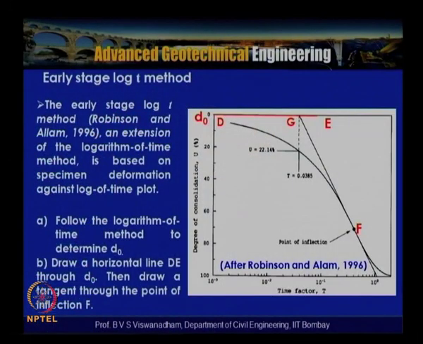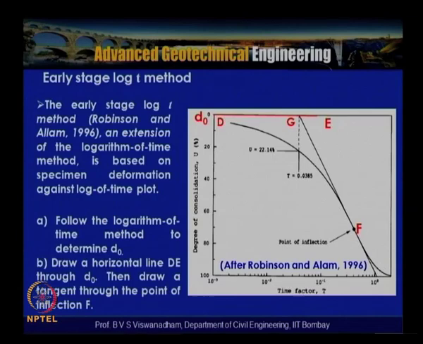And in the recent past, there are other methods which have come. They are called the early stage log T method, and this is one of these recent methods. This was put forward by Robinson and Alam in 1996, and this is an extension of the logarithmic time method, the early stage of the logarithmic time method. So here, the logarithmic time method was extended by Robinson and Alam in 1996.